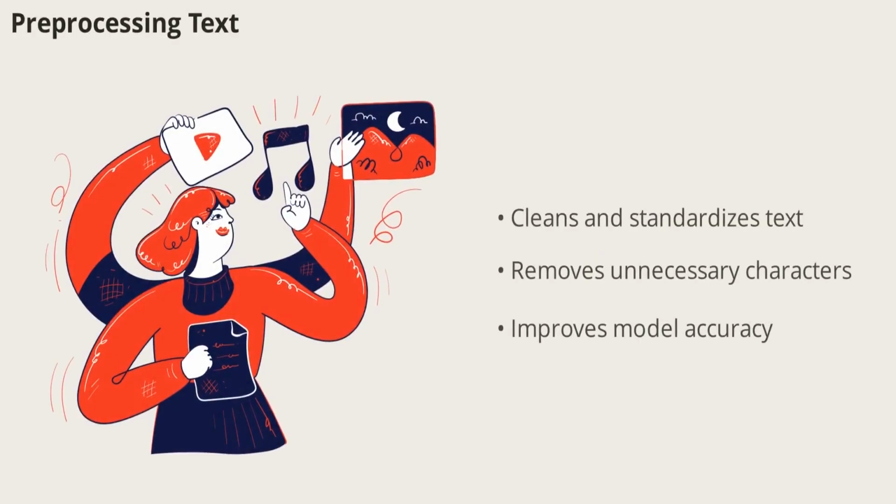Before NLP systems can analyze text, they must pre-process it. This involves cleaning the data, removing unnecessary characters, and standardizing formats. Preprocessing ensures that the input is consistent and ready for analysis, improving the accuracy and efficiency of NLP models.